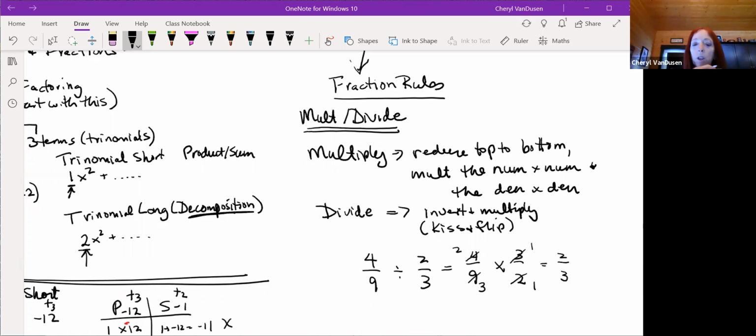Okay. So a little note here: no common denominator work when you're multiplying and dividing. I'm going to put that in the green here, no common denominator. So just be cautious that you're not doing any common denominator work here.